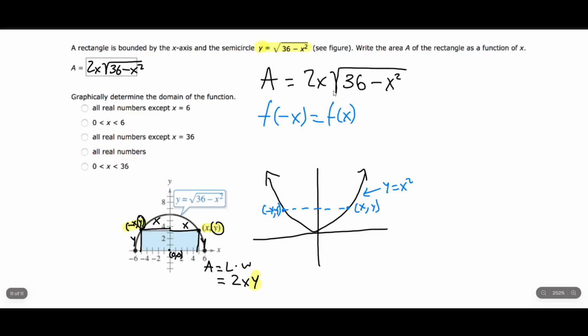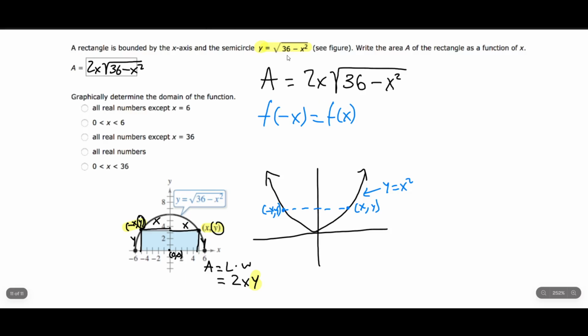We plug in a negative here. Square roots will always be positive, okay? Square roots will always be positive. Hopefully you know that. This will obviously be a negative area, so all real numbers will definitely not work. All the all real number scenarios will just not work, okay?